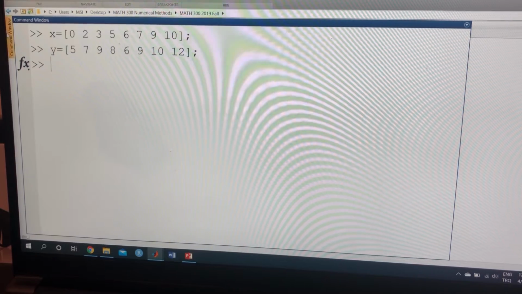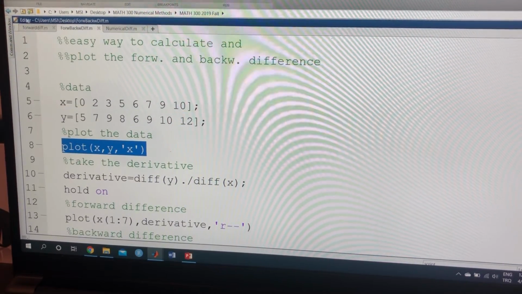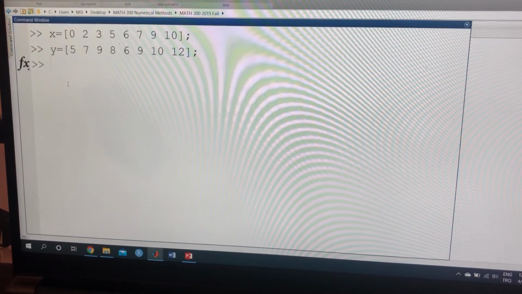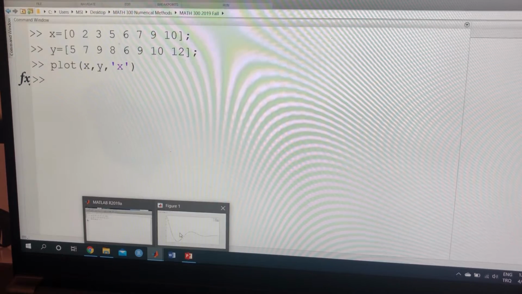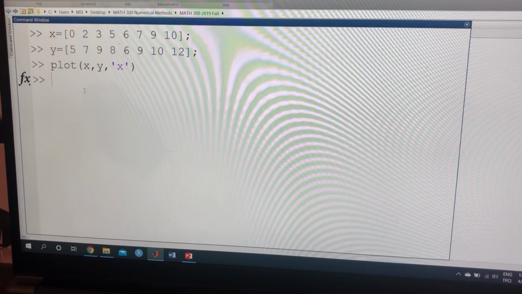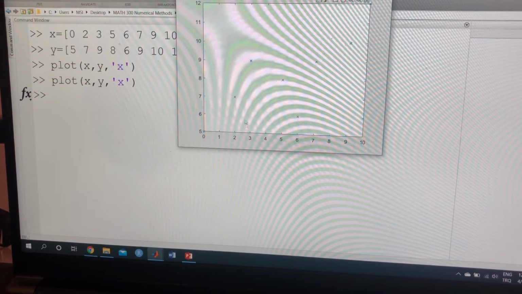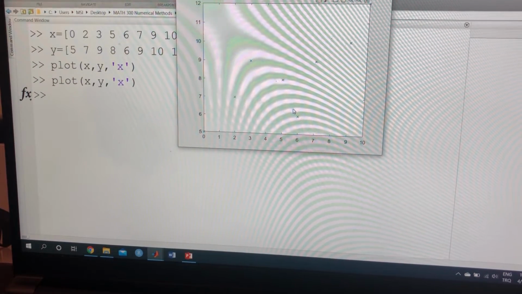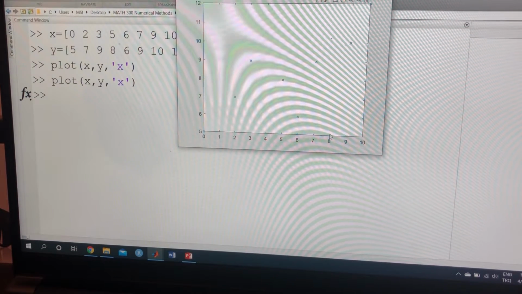By just writing the plot command, I can plot this data, and I'm plotting it without the line between them. I am just putting some X values between that, and let's see. Oh, this is the wrong one. Let me do this one. Here you go. This is the data. You see the crosses on the data points, right? So this is our data, okay?